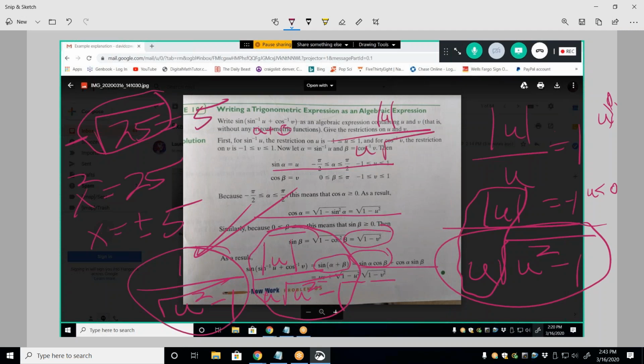Because this answer can be positive or negative. Whenever u is greater than 0, it's going to be positive. Whenever u is less than 0, it's going to be negative.